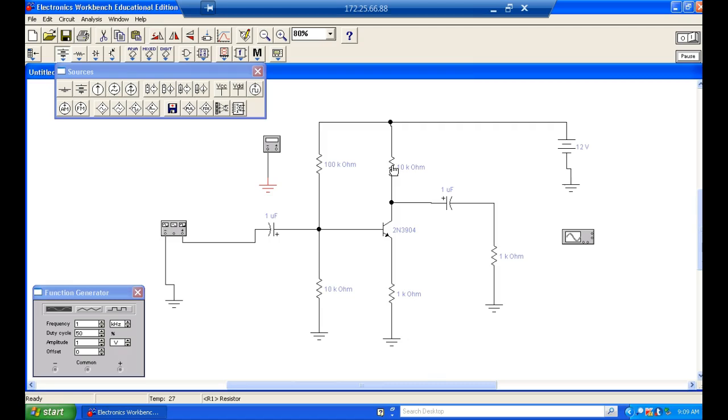I is equal to V over R. We want it to drop 6 volts. So we're not going to guesstimate this. We're going to get pretty close with it. What's that? 600 micro, right? Pretty good. 600 micro. This guy has a typical beta of around 100.